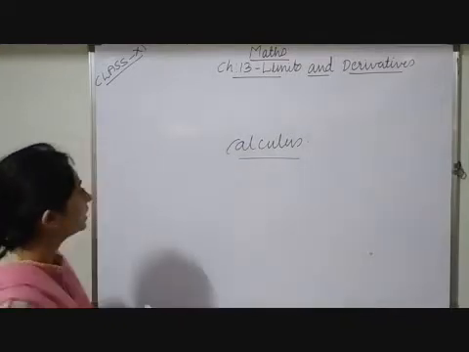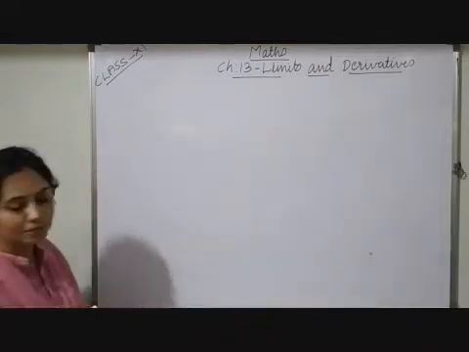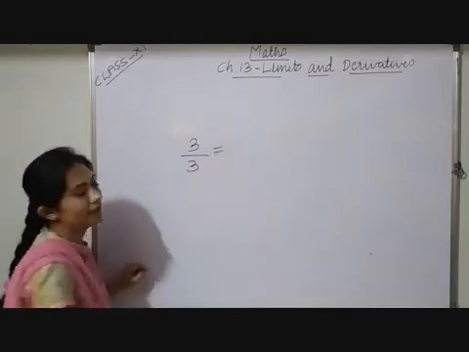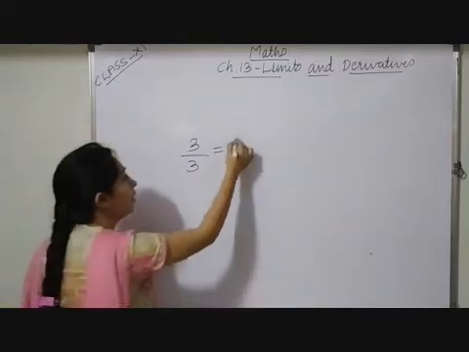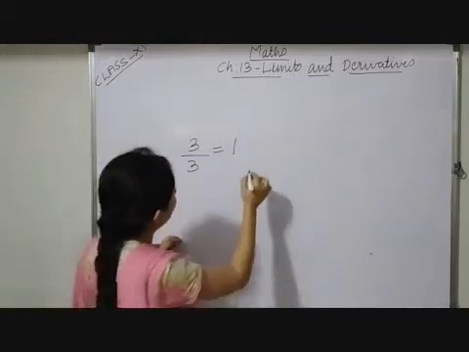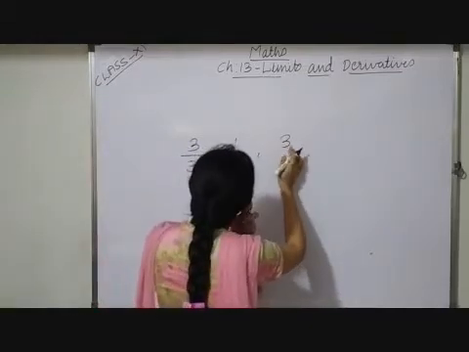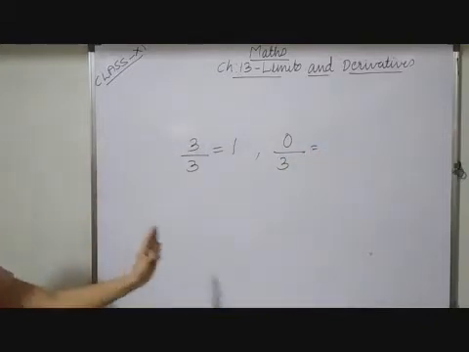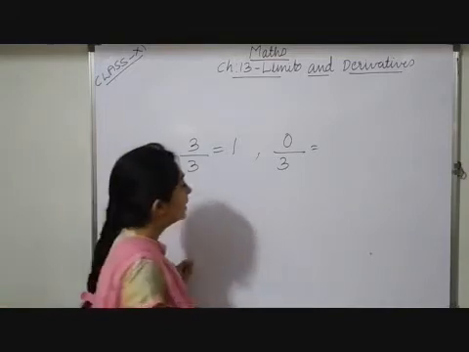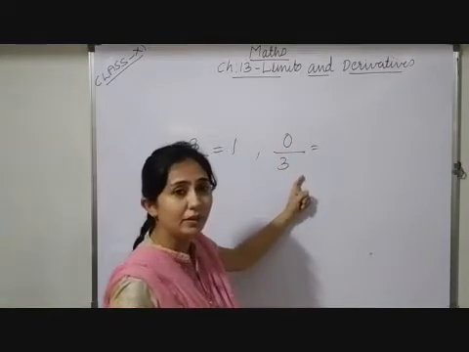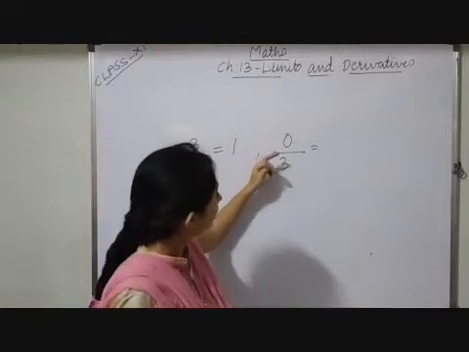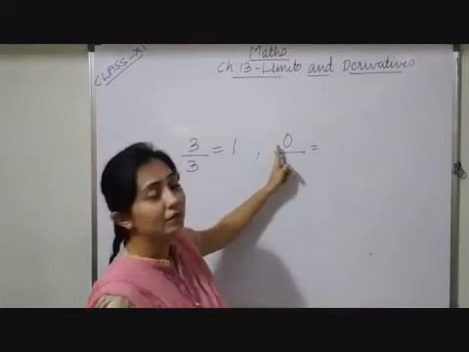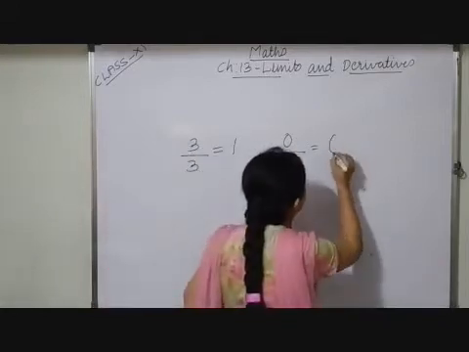Now children, you have studied some forms of numbers in mathematics. Observe 3 by 3: if I write it down, its answer will obviously be 1. Now, suppose my question is 0 by 3. This form we have already studied in rational numbers. If in the numerator we have a 0, and in the denominator whatever number we have, we are not supposed to bother about it. If in the numerator we have the number 0, our answer is going to be 0.